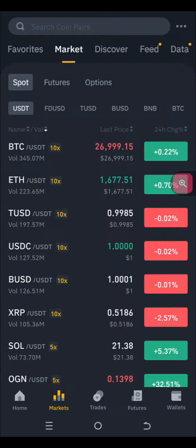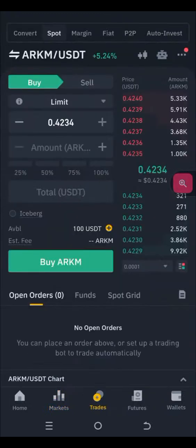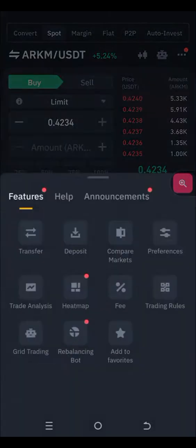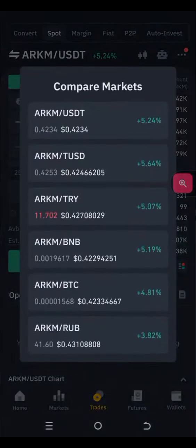So if I go to my spot trading section here and I click on the three dots, it will bring out a couple of things, and under it you will see compare market. Now, depending on the version that you have, it might be a little different. This is the updated version, right? So if you don't update your app, you might not see it exactly like this, but definitely you will see compare market somewhere along the line. Compare market shows you the different markets where each particular coin is listed.